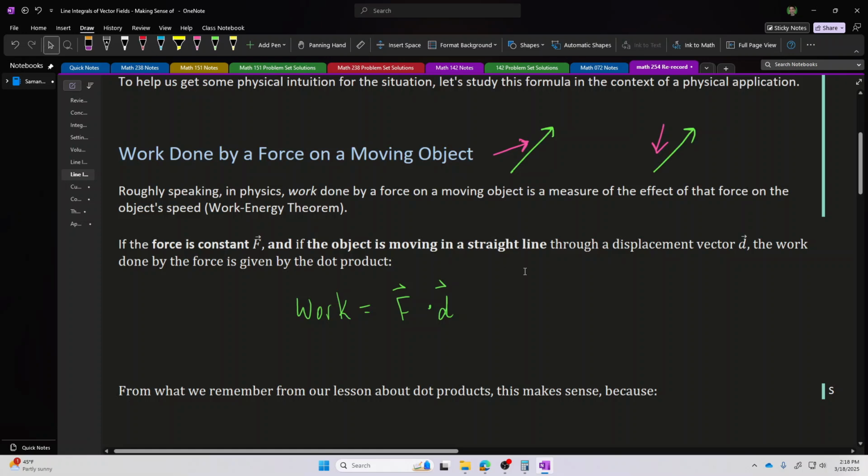Because the dot product was also a measurement of how much two vectors were aligned. The dot product mathematically produces positive values if the vectors are aligned, and the dot product produces negative outputs if the vectors are opposed. So it totally makes sense that work should be the dot product of the vector representing the force and the vector representing the movement.